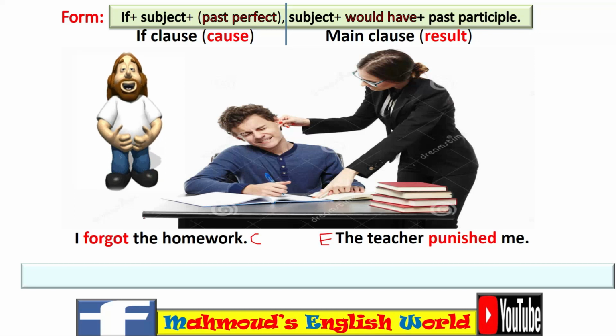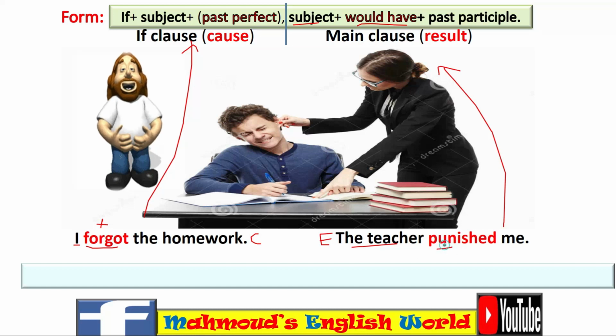Great. We said the cause, we put it in the if clause here. And the effect, we put it in the result clause or the main clause here. Can you do it? You know the rule. So if, we're going to put if plus subject. I, the past perfect of forgot, had forgotten, and because this one is affirmative, we're going to say hadn't forgotten the homework. Subject, which is the teacher, would have, we're going to put would have or wouldn't have here.